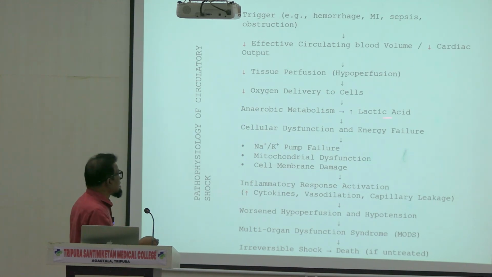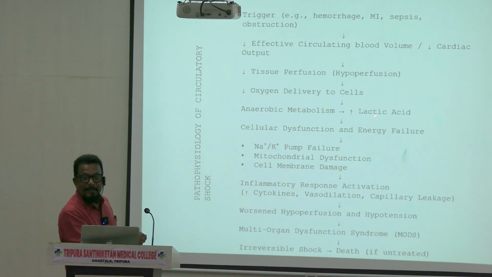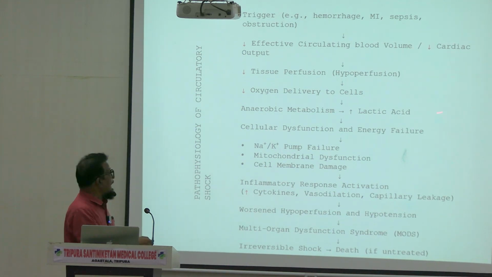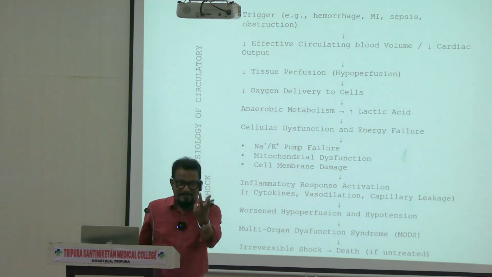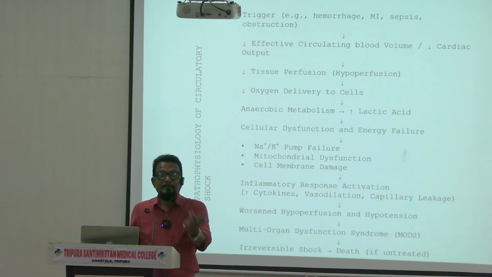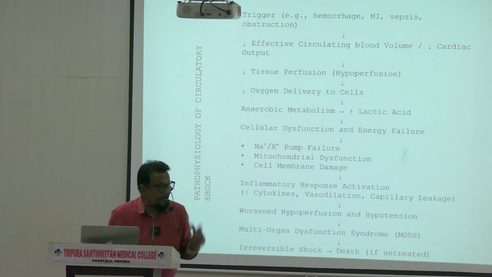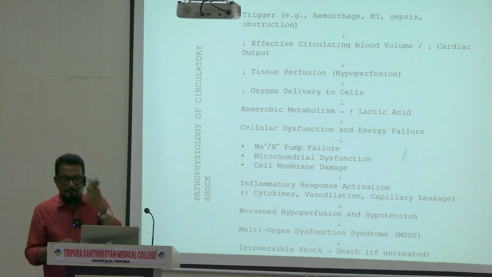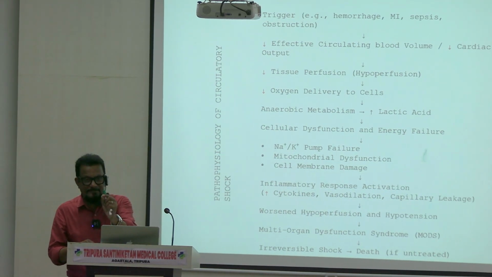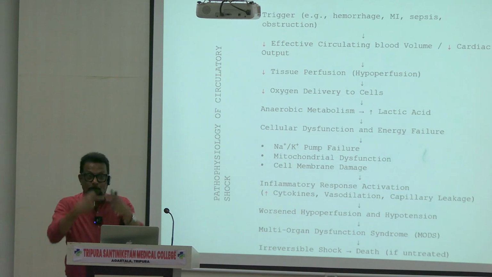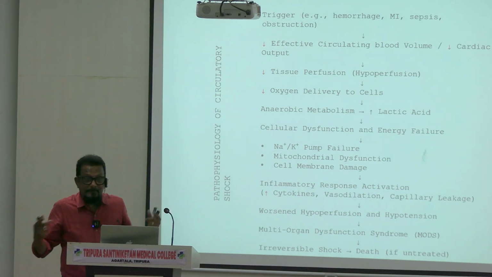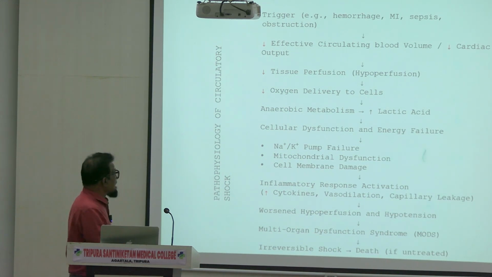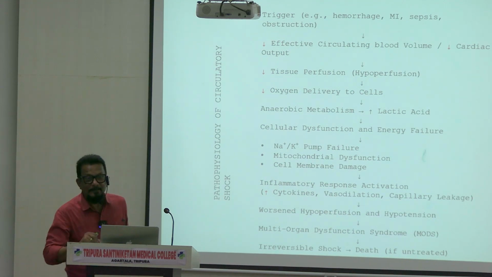Because of this lactic acidosis, there is cellular dysfunction and energy failure. The cell will not get an adequate amount of oxygen, so there will be less production of ATP. Because of less ATP, the sodium potassium pump will not act, since it needs energy. So ionic balance will not be maintained, the mitochondria will be damaged, the cell membrane will be damaged, and the cell will die.